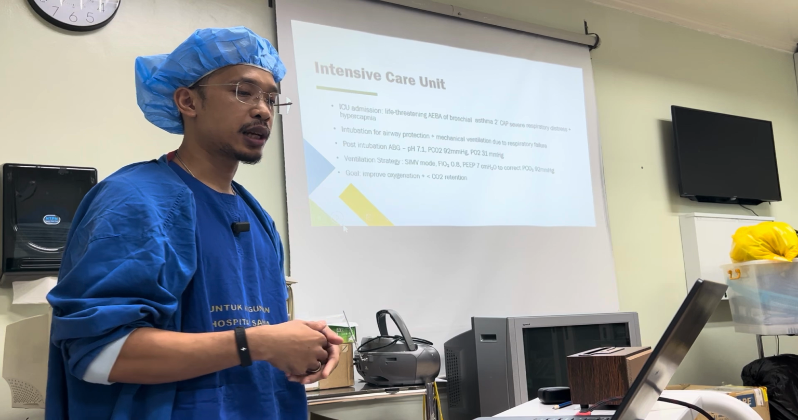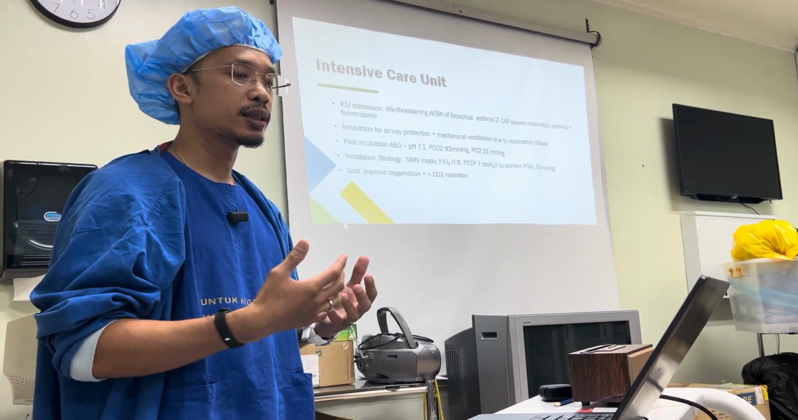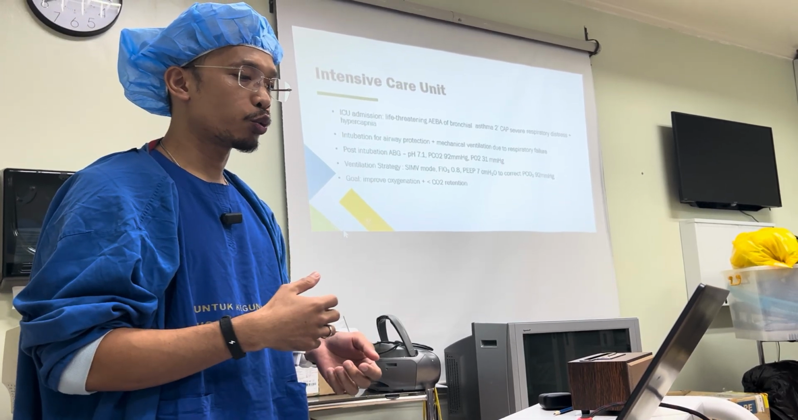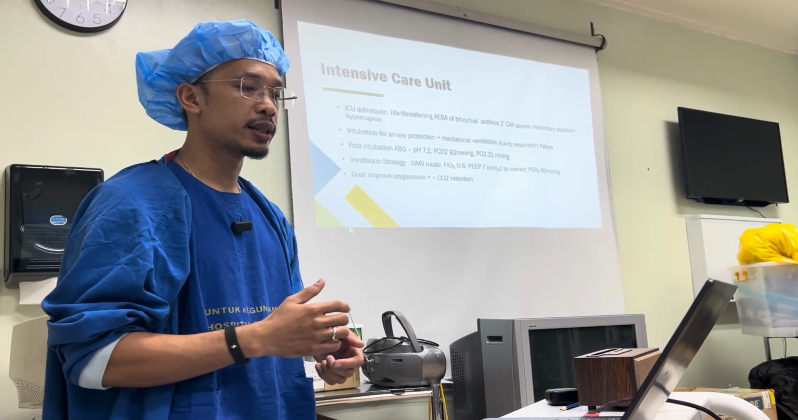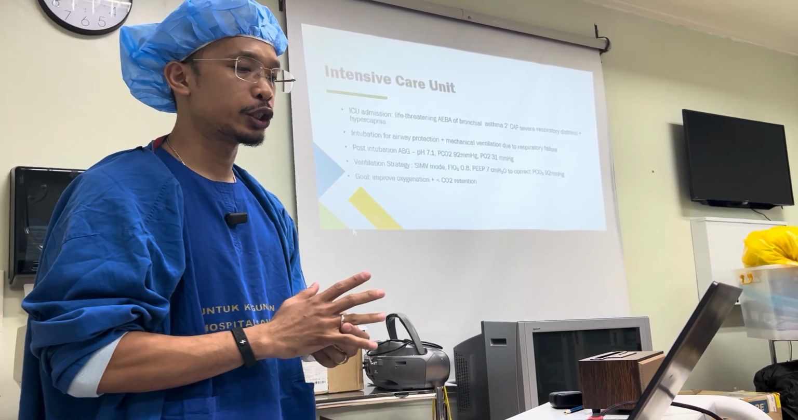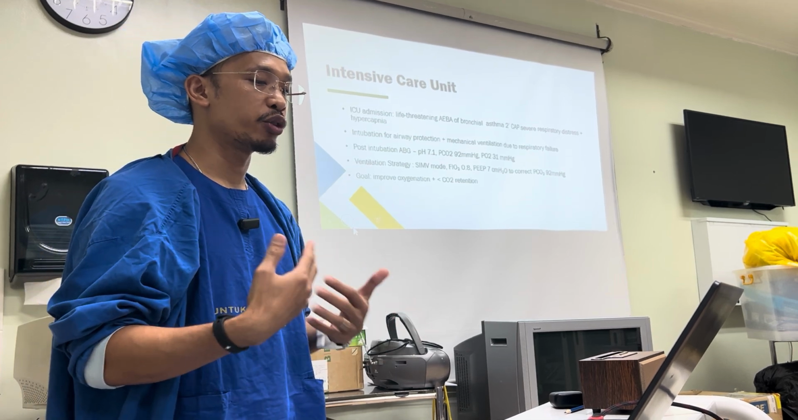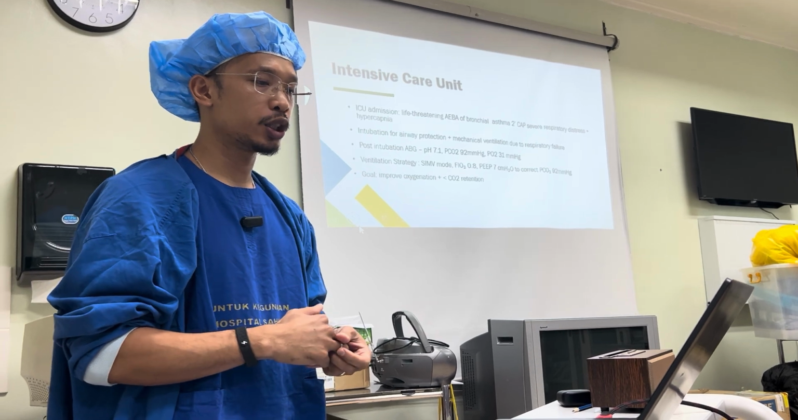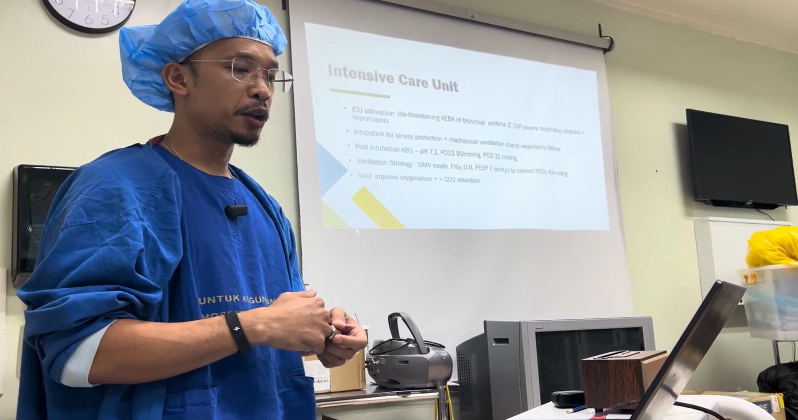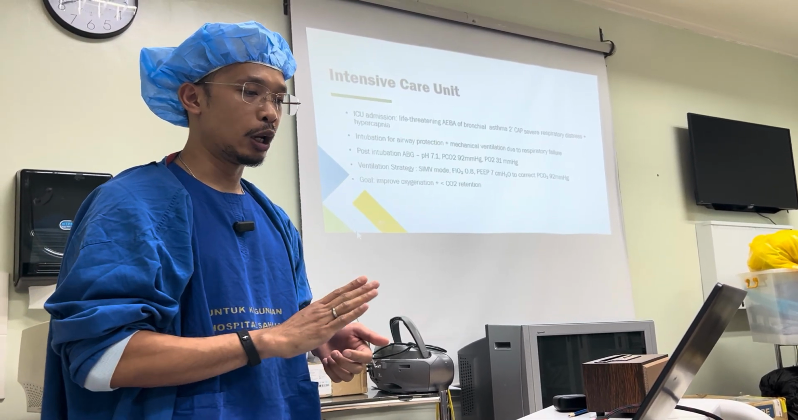After intubation, his arterial blood gas results were alarming. His pH was 7.5, indicating severe acidosis. His PCO2 was extremely high at 92 millimeters of mercury, meaning he was retaining too much carbon dioxide. On top of that, his partial pressure of oxygen was only 31, showing dangerously low oxygen levels.